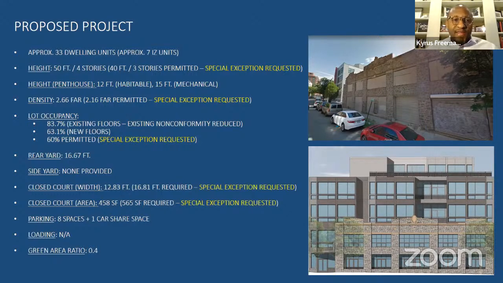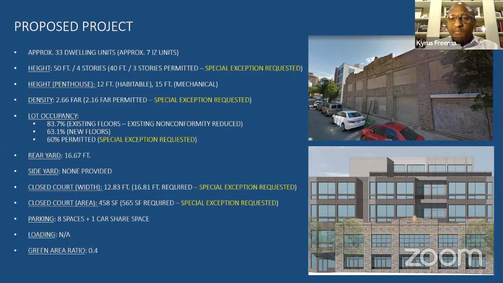Technically, we need it, but it's important to point out the 60% is permitted. Today, it's at over 90%. So we are reducing it, but we still need relief for lot occupancy. We comply with the rear yard and side yard requirements. We do need some court relief, which I'll point out when we get to our floor plans. And we meet the parking, loading, and GAR requirements. Well, parking and GAR, we're not required to provide loading.